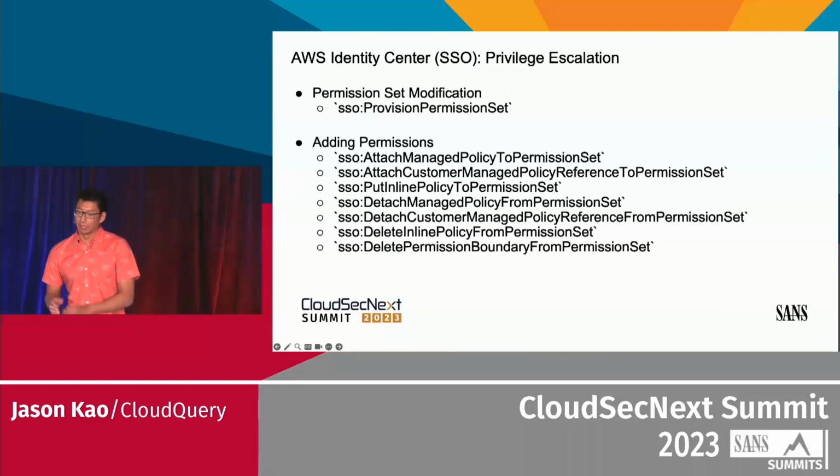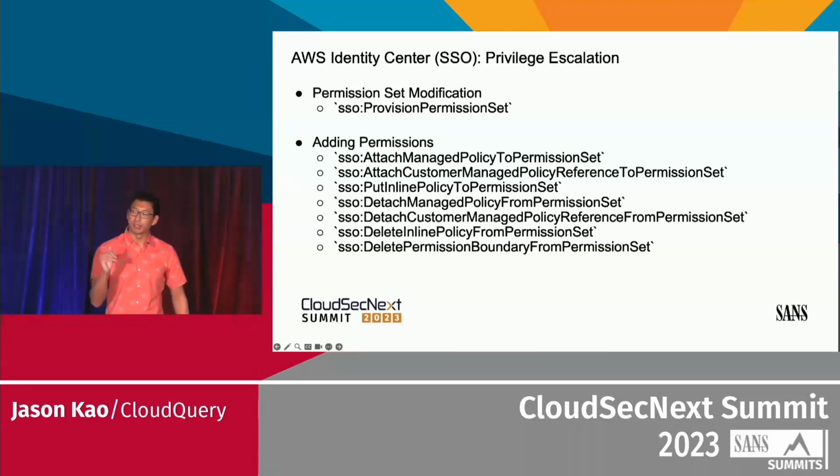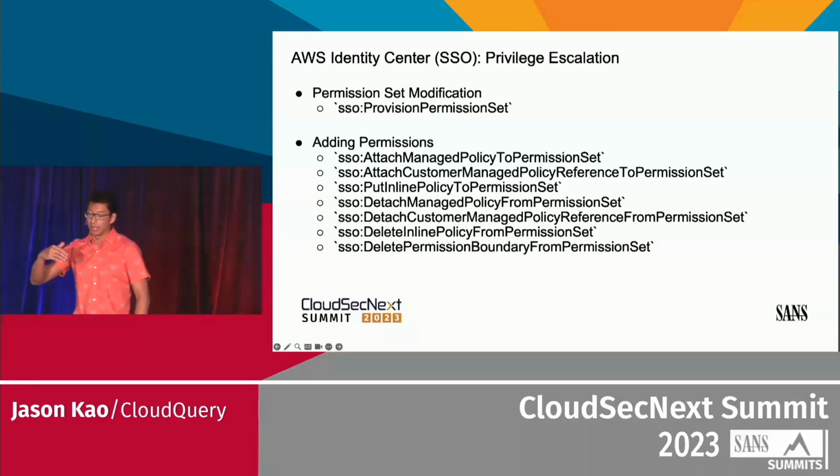So let's dive into it. Privilege escalation by permission set modification. In Identity Center, to apply permissions, the call SSO permission set must be called, and that modifies the permission set across whatever it may be.